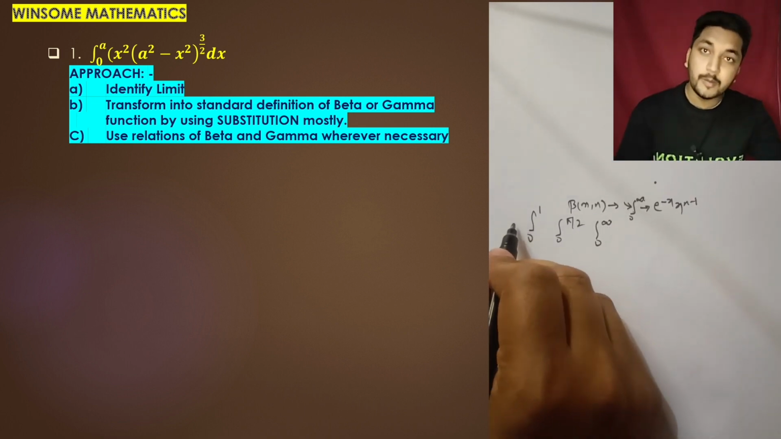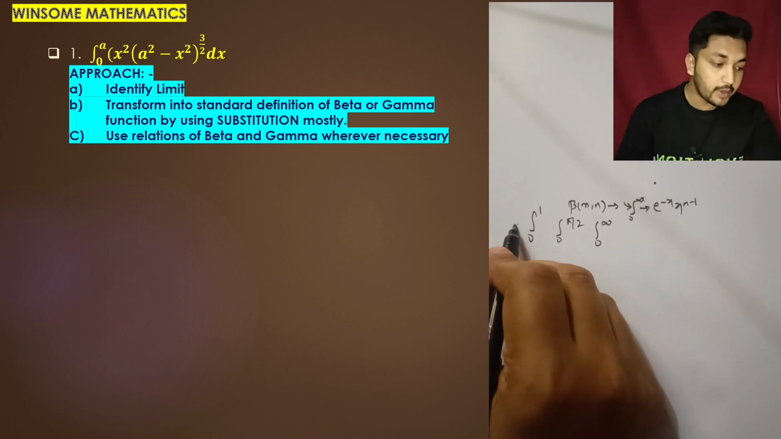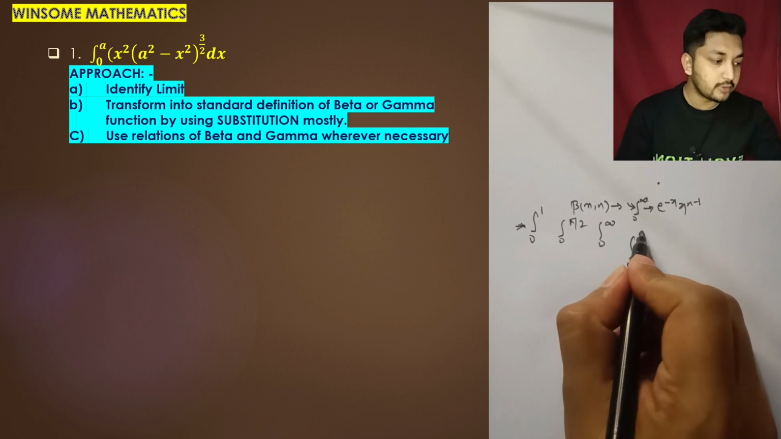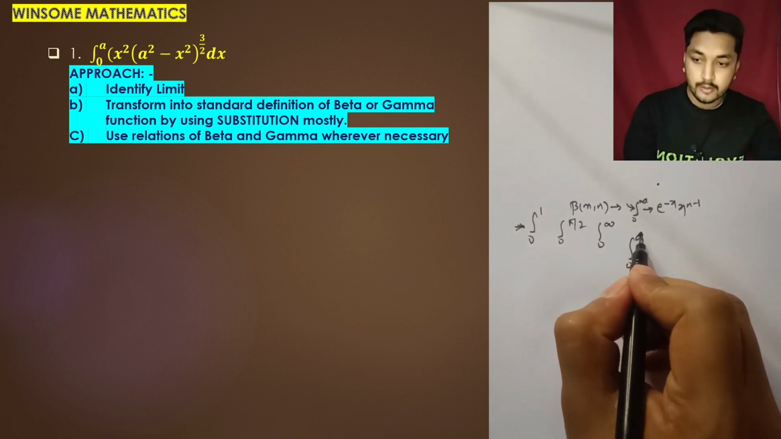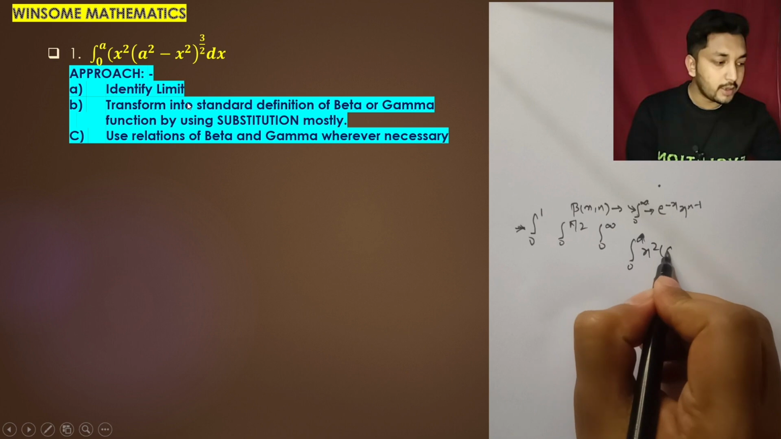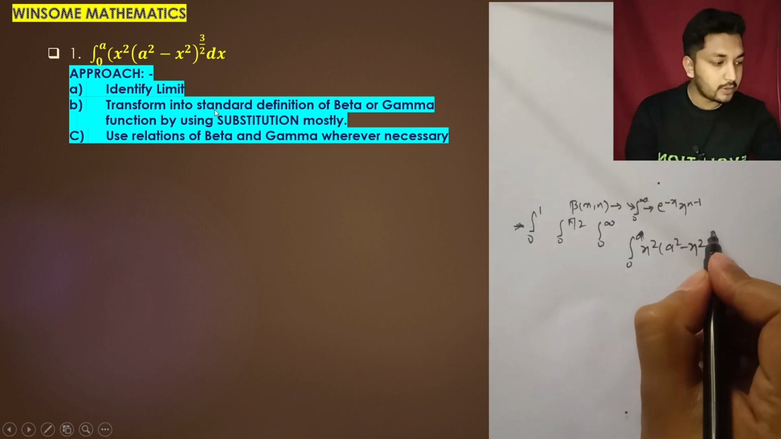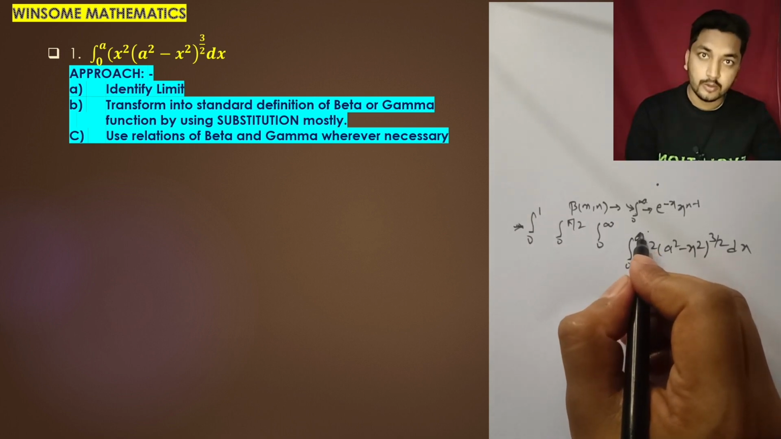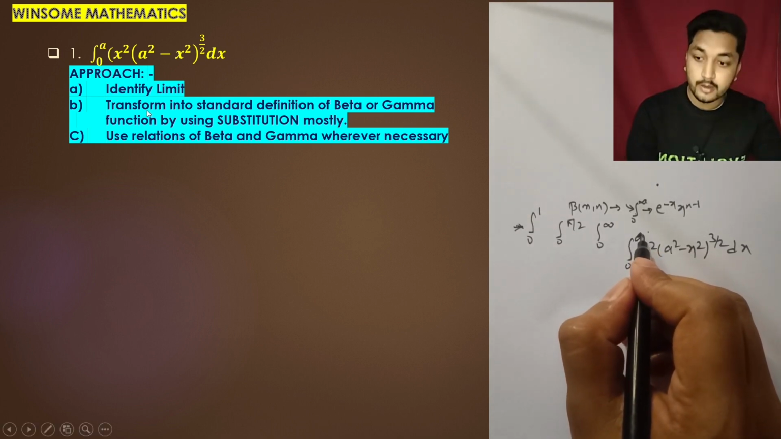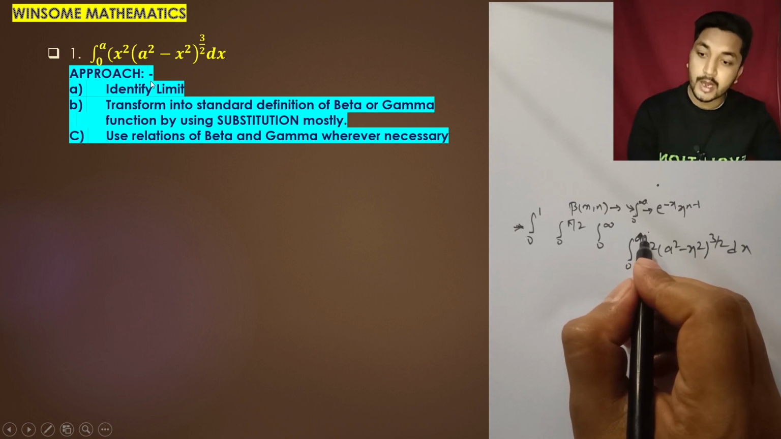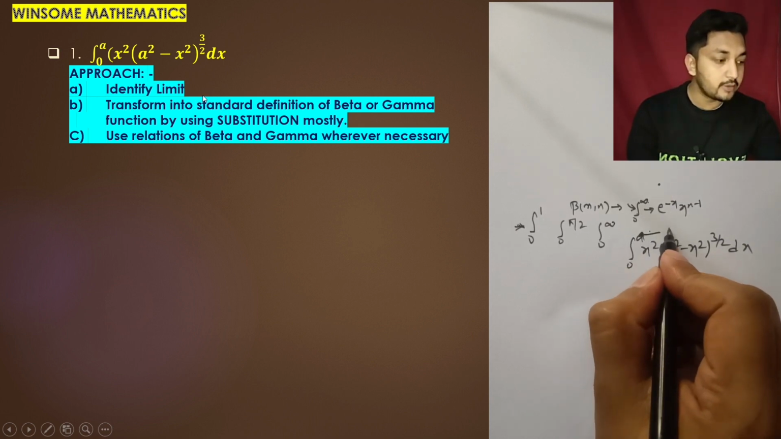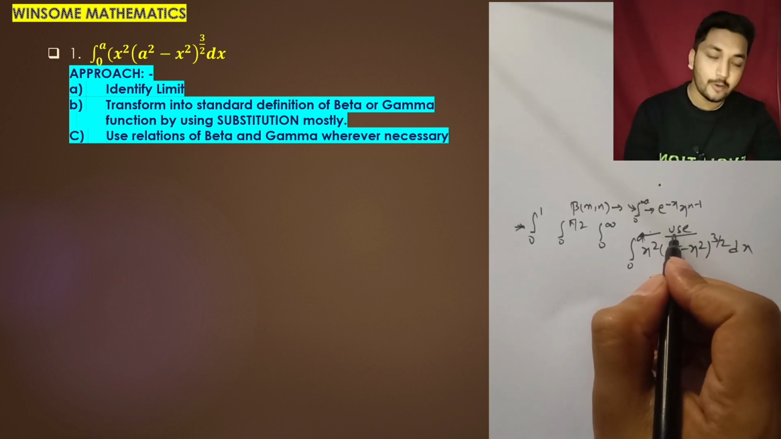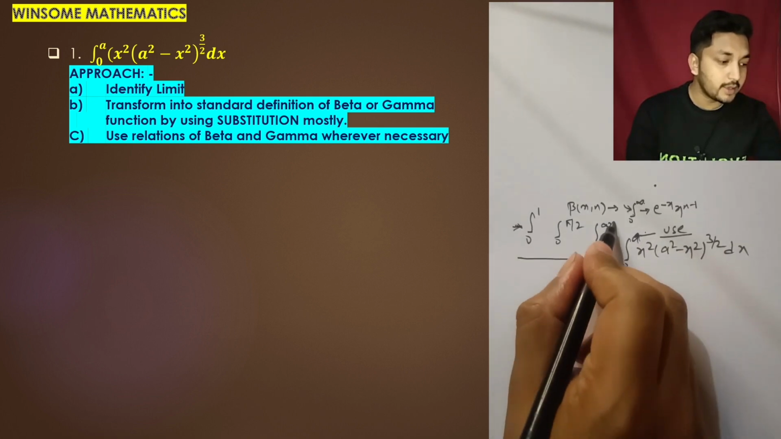Keep in mind that eventually we have to come across these limits, not an awkward limit like 0 to a in the question: x square, a square minus x square to the power 3 by 2 dx. This 0 to a is an awkward limit, and we don't need it anyhow. So we have to transform it. This is our second point. We identified the limit, which is not of use, so we will substitute and convert it into a standard limit.